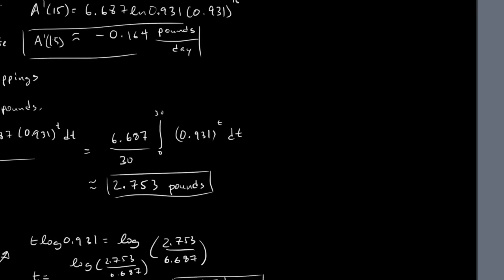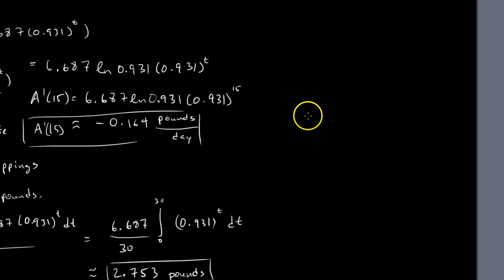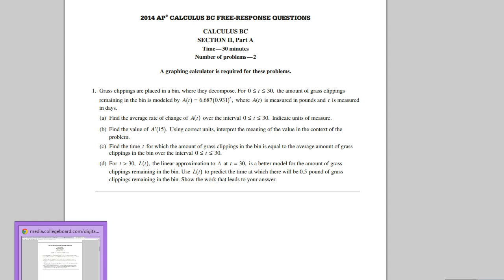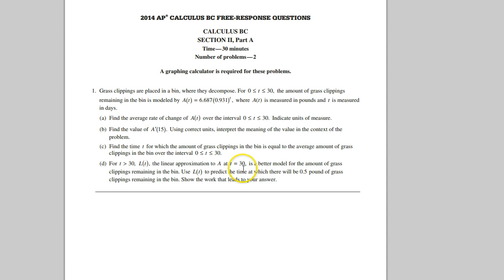Okay, now for the last part, let's do it up here, part D. What does part D ask? Part D asks for t greater than 30. So this is not in our time interval that we worked with before. L of t, which is the linear approximation to A at time 30, is a better model for the amount of grass clippings. Use L of t to predict the time at which there will be 0.5, half a pound of grass clippings remaining in the bin.